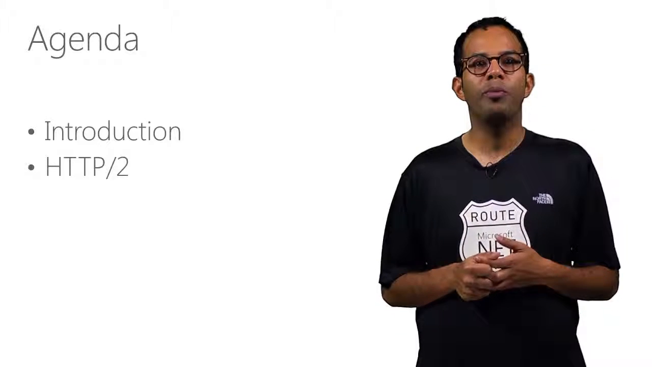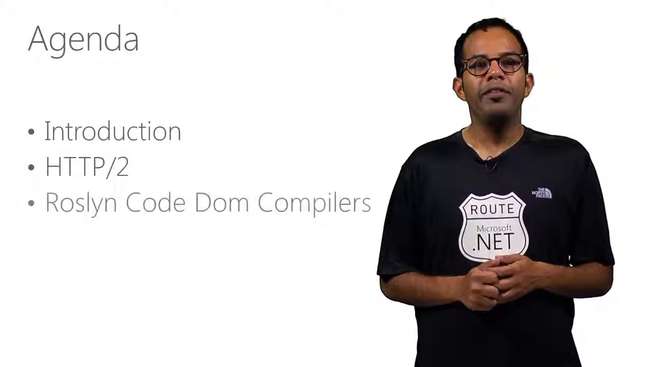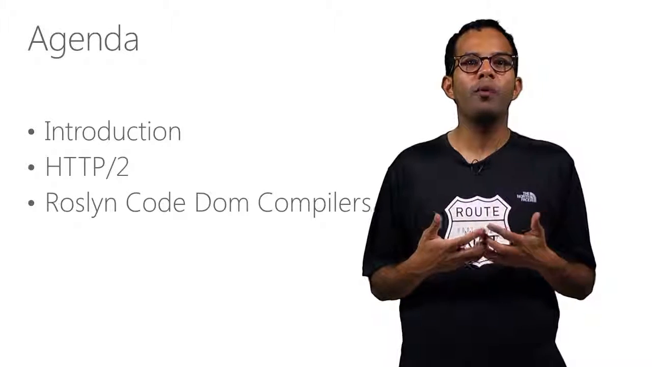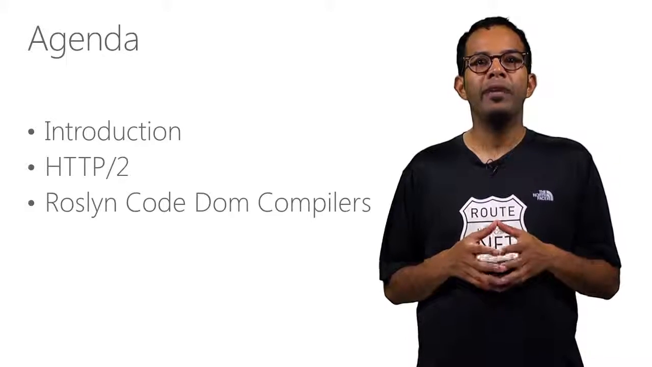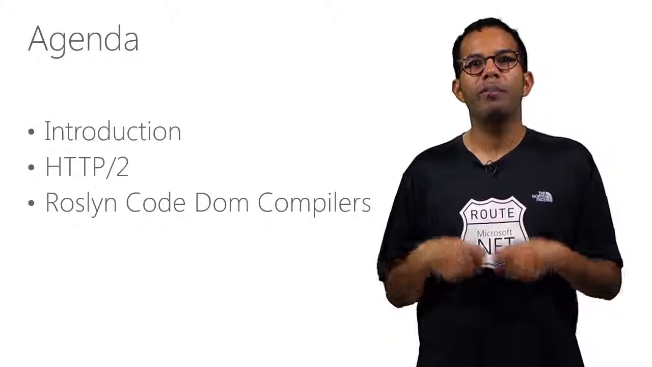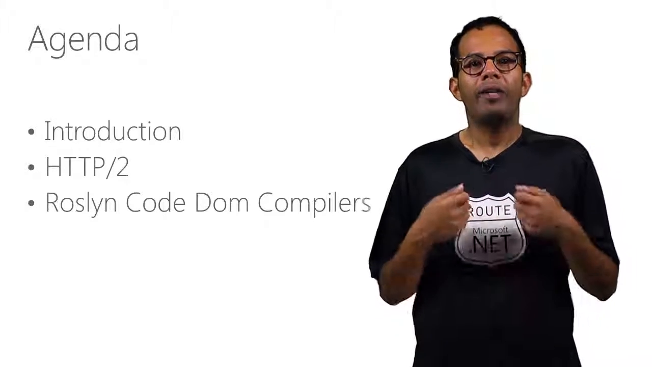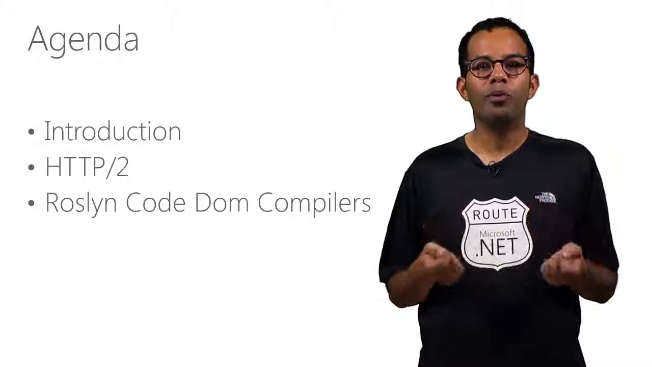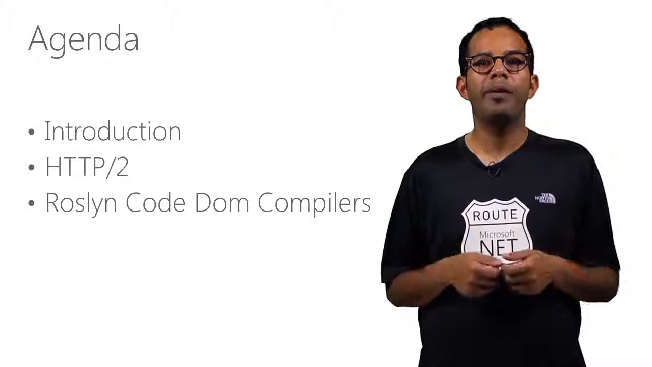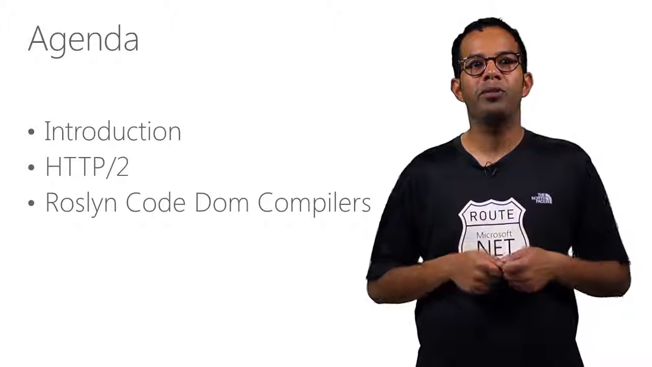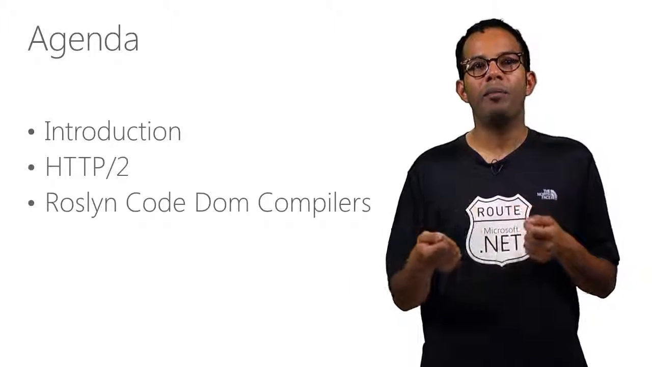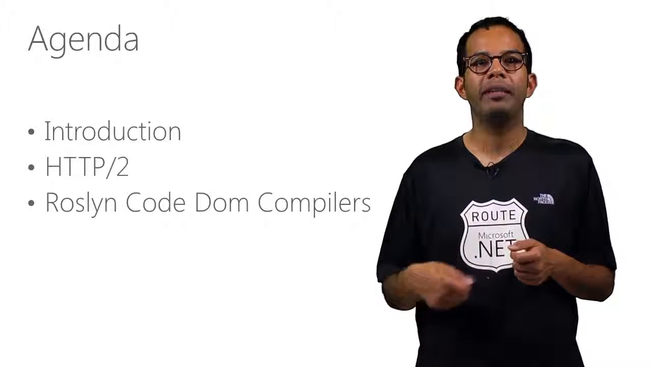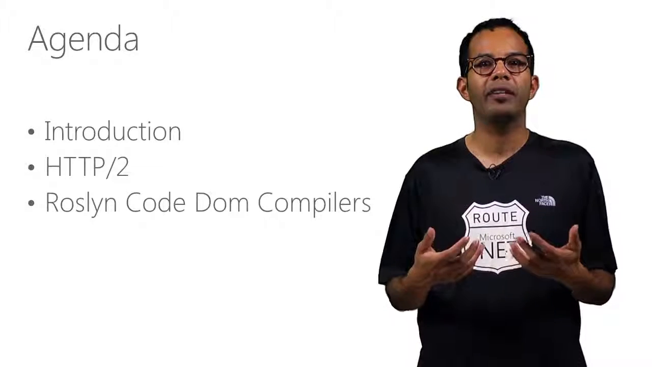applications using the HTTP2 protocol. We are adding support for Roslyn-based code DOM compilers. Code DOM compilers are used in ASP.NET to sort of pre-compile your views or to compile your views at runtime. And Roslyn is a .NET compiler platform which is open sourced, which provides C# and VB compilers so that you can use these compilers to do code analysis. You as a developer can now sort of build on the same set of APIs that Visual Studio builds on to provide support for things like IntelliSense or refactoring.